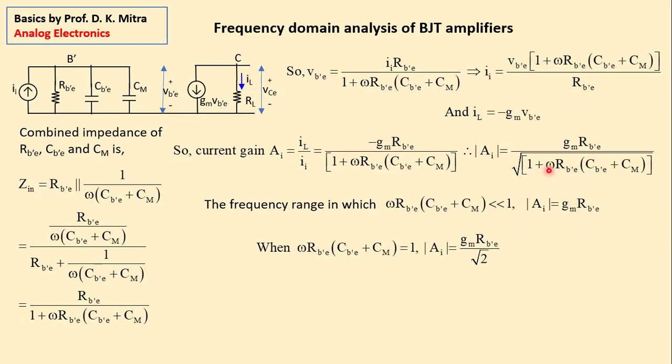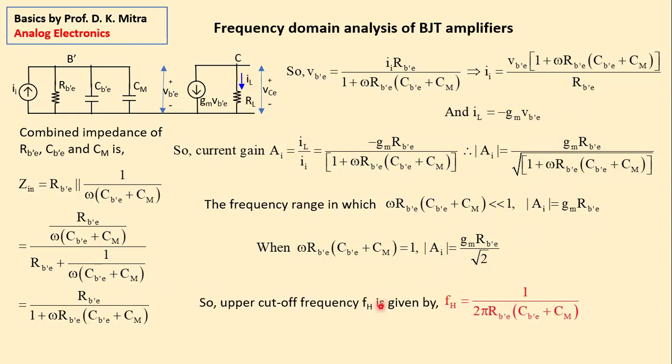When this thing is equal to 1, then this mode of current gain is GM RB'E divided by root 2. Now, I told you at the beginning of today's lesson that when the gain becomes 1 upon root 2 times, that is the minus 3 dB frequency.